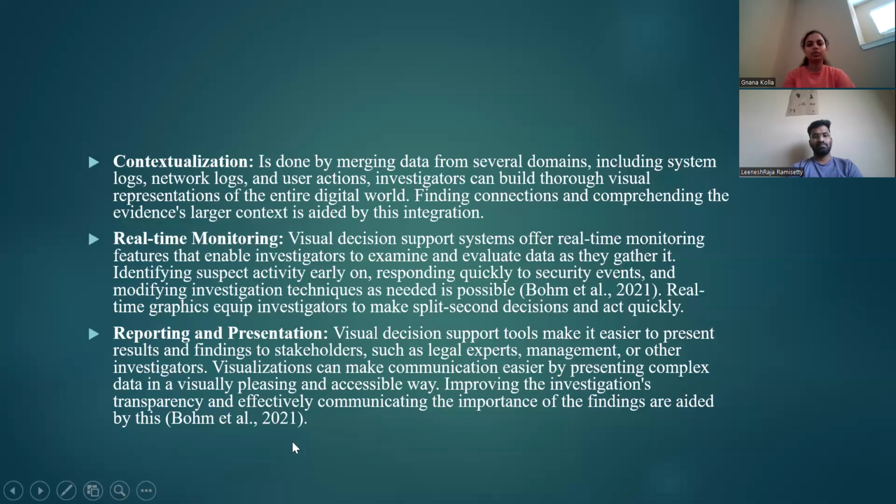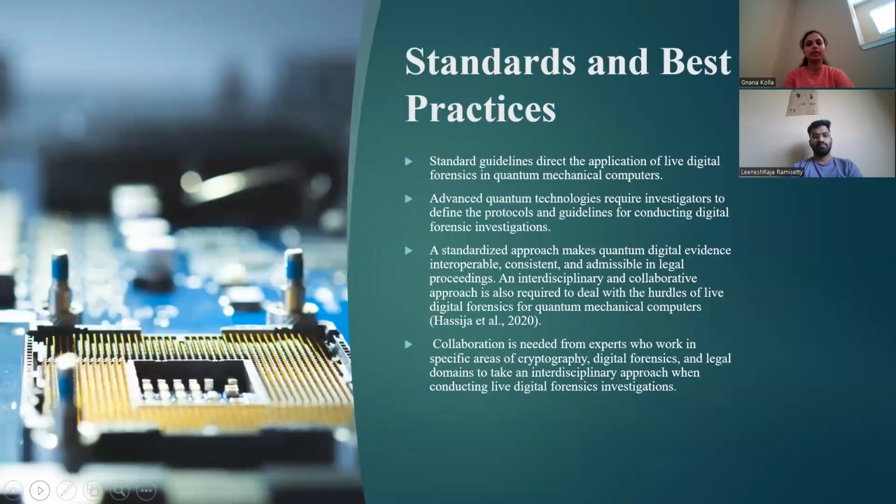Boham et al., 2021. Coming to the next slide, standards and best practices. Standard guidelines direct the application of live digital forensics in quantum mechanical computers. Advanced quantum technologies require investigators to define the protocols and guidelines for conducting digital forensic investigations.